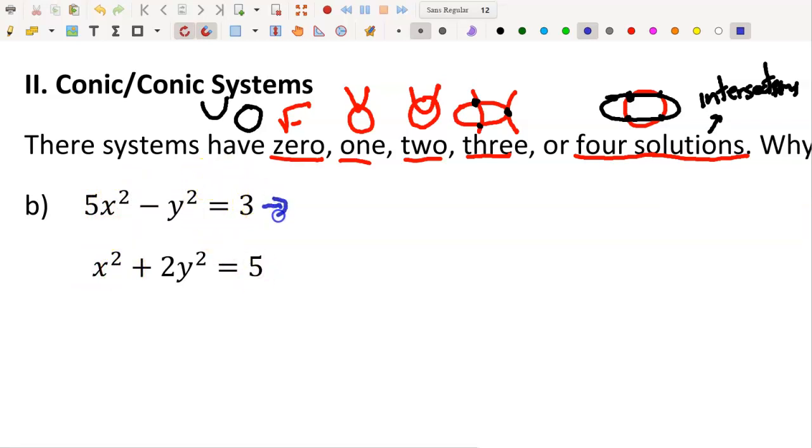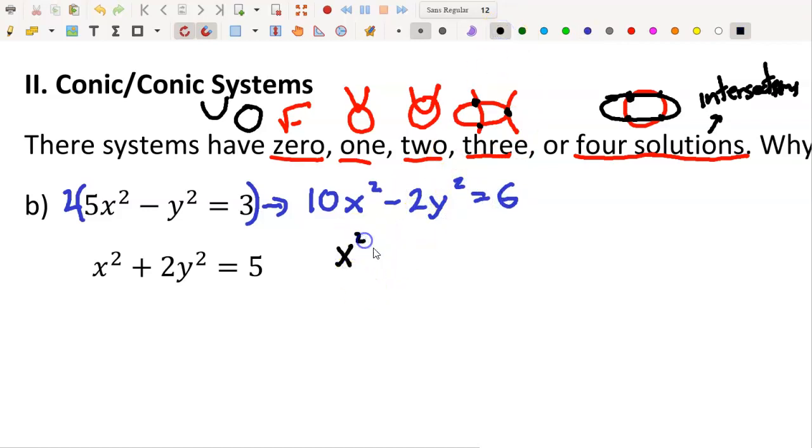I'm going to go with the top and say we got to multiply this by, let's see here, +2, right? So we got 10x squared minus 2y squared equals 6. And bottom stays the same.